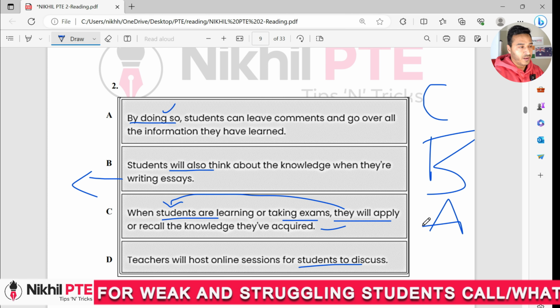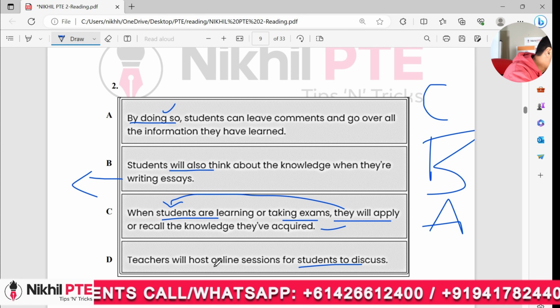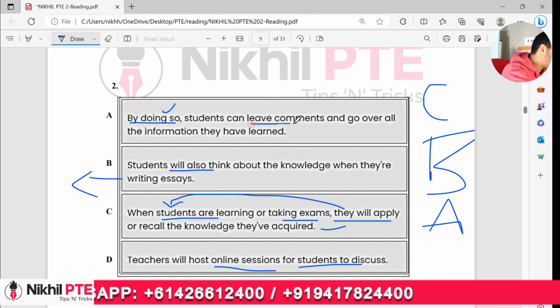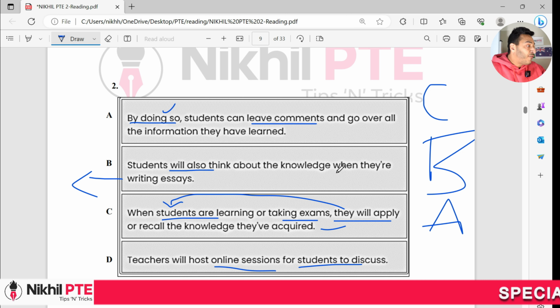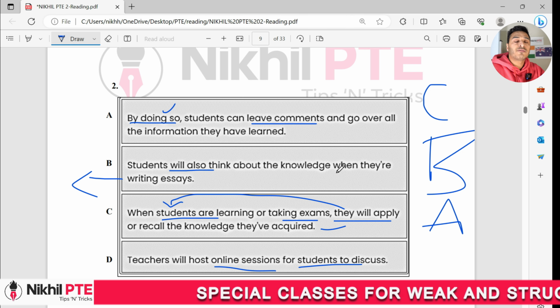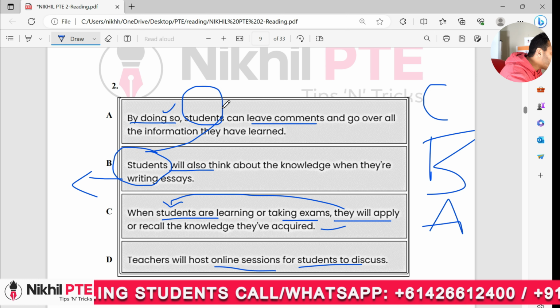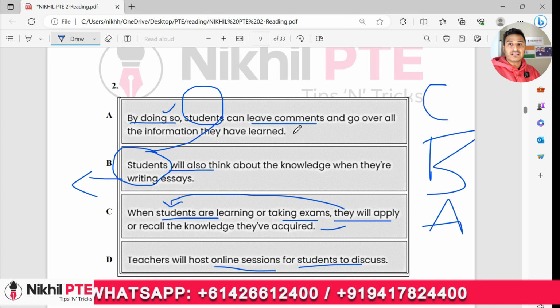Correct? No. After C, B will come. That's correct. Here we are talking about an online session, and here we are talking about leave a comment. When there will be an online session, then you can leave a comment. Why have I written this after B, A? Because most of the students will think after B, A will come. They are connecting students with students, but they are not completing the sentence. They are not reading the sentence properly, right?